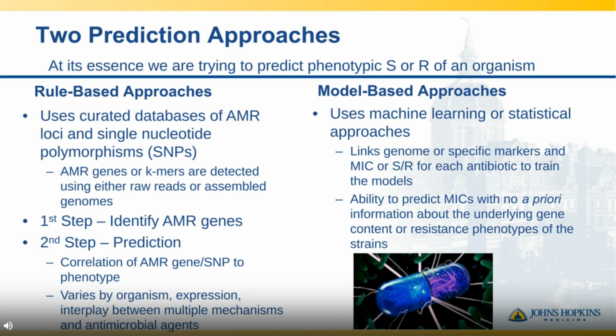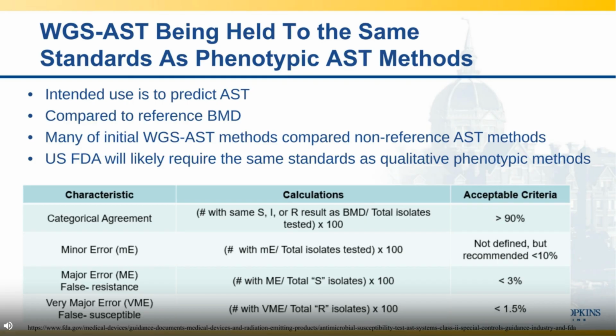These models have the ability to predict MICs with no a priori information about the underlying gene content or resistant phenotypes of the strain. So the models really do that in the background to pick out the important information for those predictions. The next step, once you've predicted it, is to compare to the phenotypic reference standard, which is broth microdilution, because the intended use of whole genome sequencing is to predict your phenotypic AST, so you need to compare it to your reference standard.